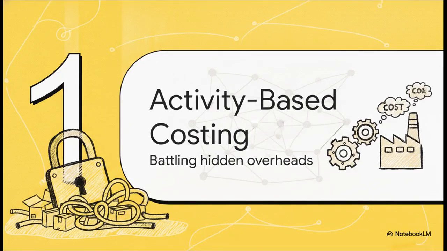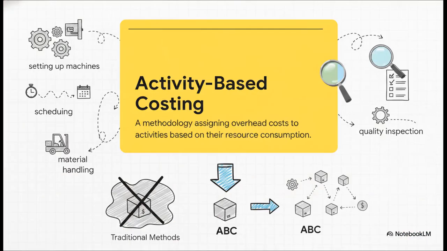All right, Section 1, activity-based costing, tackling those massive hidden overheads. So the real shift in focus we're talking about here is just remarkable. In modern production, it's the support activities, things like setting up machines, complex scheduling, material handling, and rigorous quality inspection that generate massive hidden costs. Traditional methods just sort of smear these costs evenly over products using direct labor hours. And honestly, that is wildly inaccurate today.